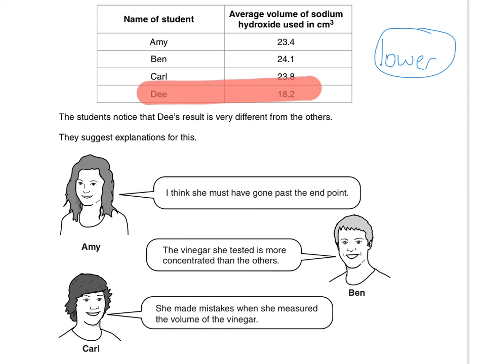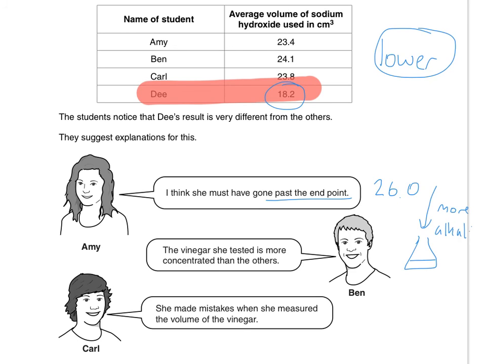If Amy's right, she must have gone past the end point. What we'd expect is that one to be higher, maybe something like 26. And it's not. Ben: the vinegar she tested is more concentrated than the others. If you're trying to neutralise some vinegar and it's concentrated, you will need more alkali, which is the sodium hydroxide. Again, it's less than we expect.